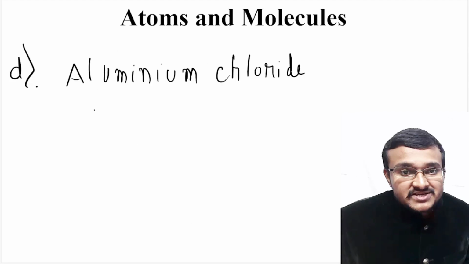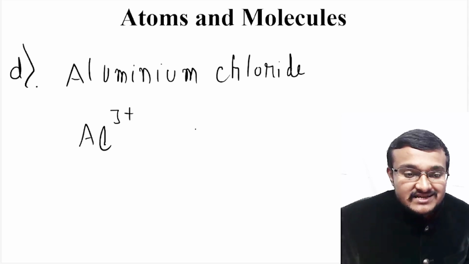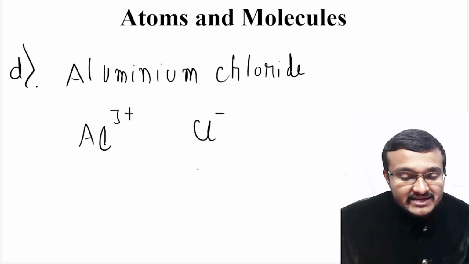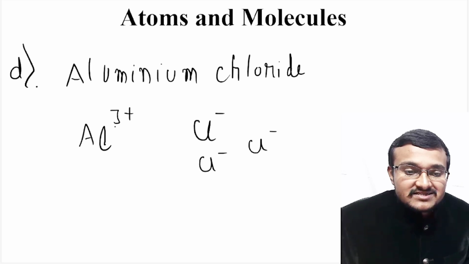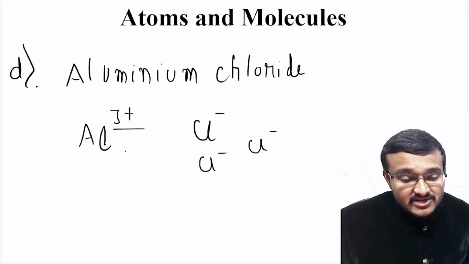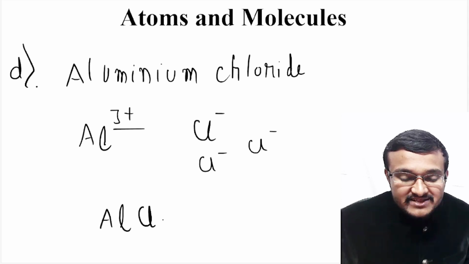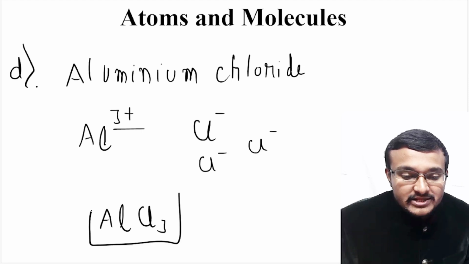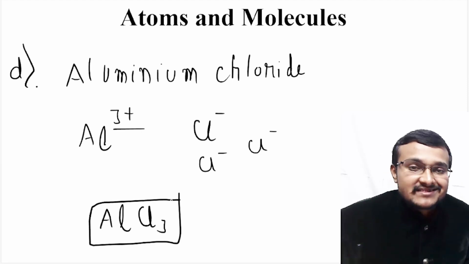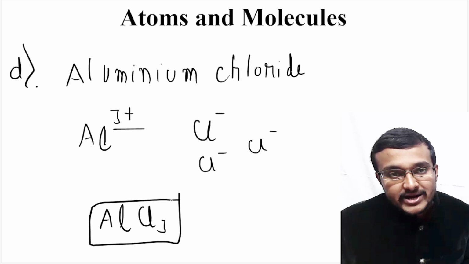So coming to the D question in this particular fourth question, they have given aluminium chloride. The charge of aluminium is 3 plus, that is Al3+, and the charge of chlorine is minus. So here 3 chlorine atoms are required to balance the 3 plus charge of this aluminium. So one atom of aluminium will react with 3 atoms of chlorine, that is AlCl3. So AlCl3 is the chemical formula for aluminium chloride.